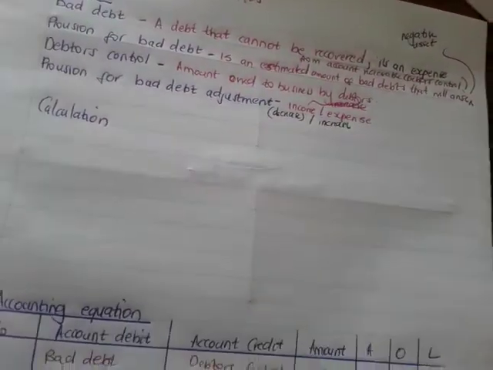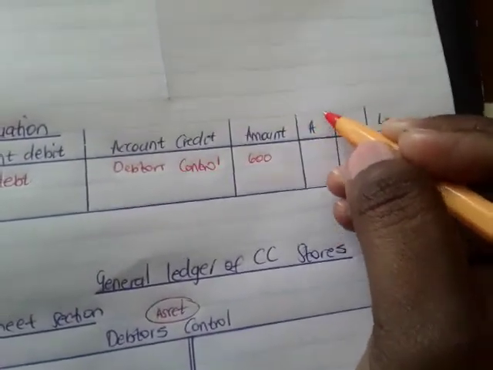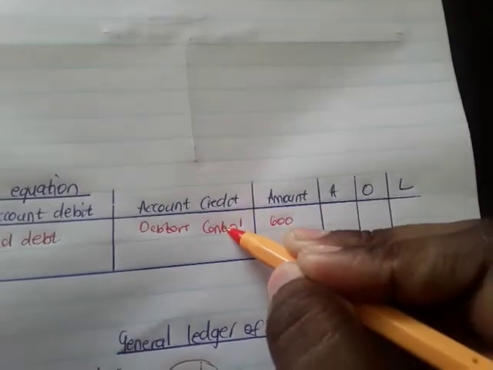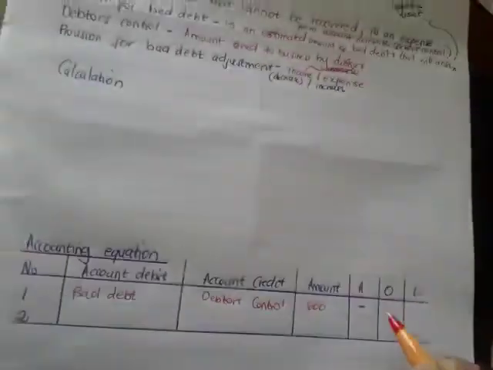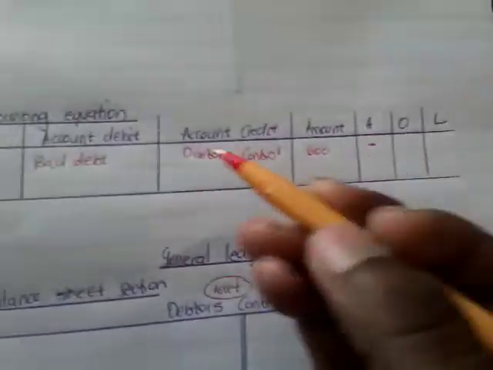So what is the amount there? You were told that the amount there is actually 600. So you write 600 on the amount and say, okay, for my assets, did I have an account which was affected as an asset? Yes, I had debtors control. So it's minus for your asset. And then did I have any account for owner's equity? Yes, I had a bad debt.